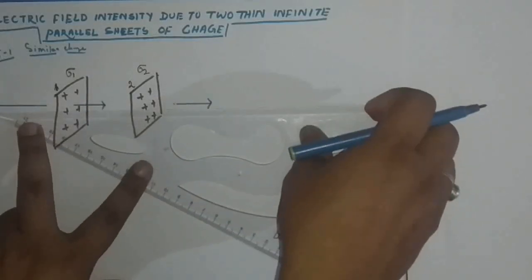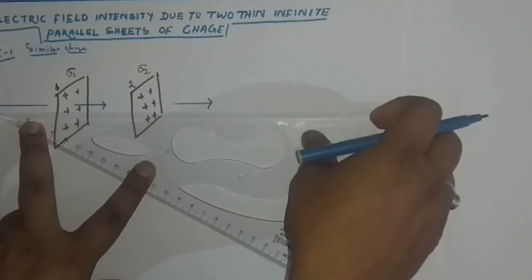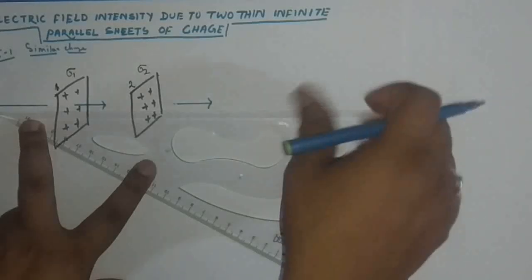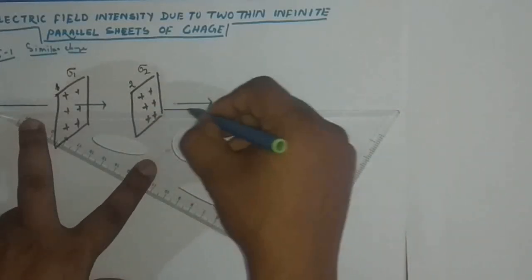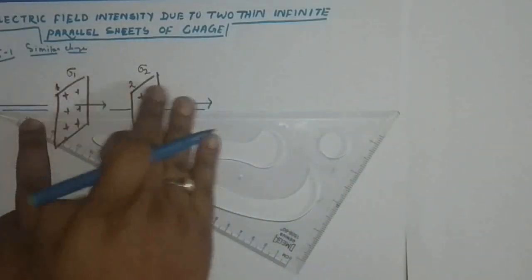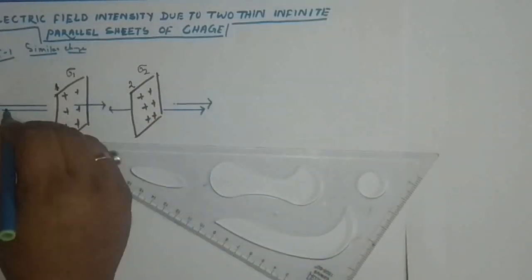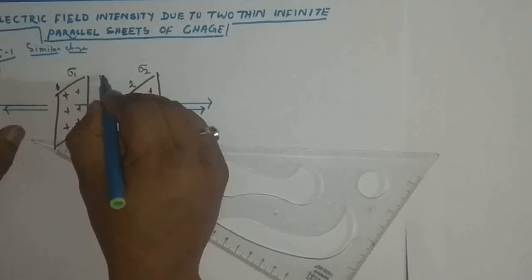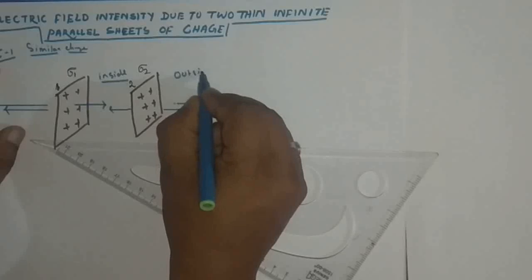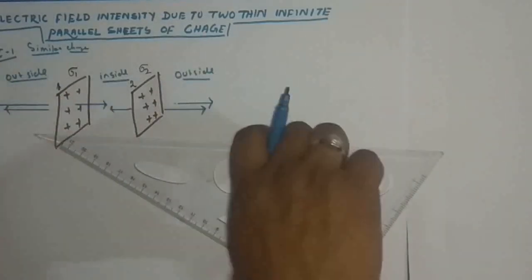Is it okay? Now let us focus only on sheet 2. If I focus only on sheet 2, what will happen? Think about it. The electric field will be away from this sheet 2. This is the region inside the two plane sheets, and this is for outside.